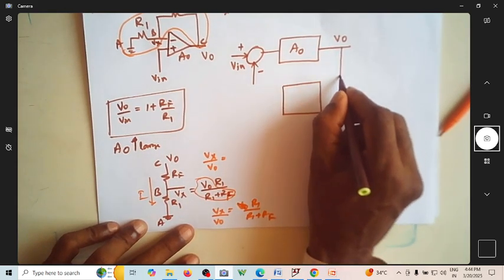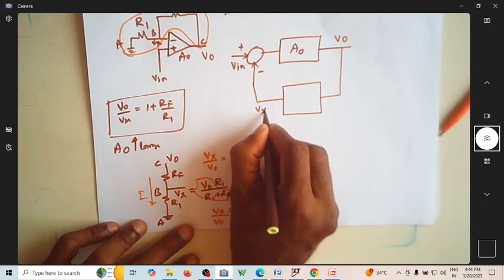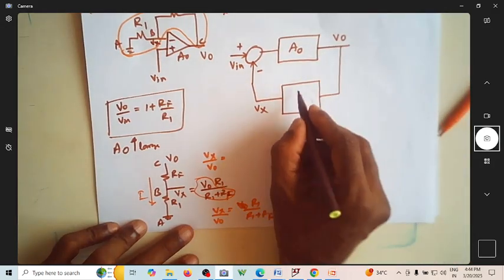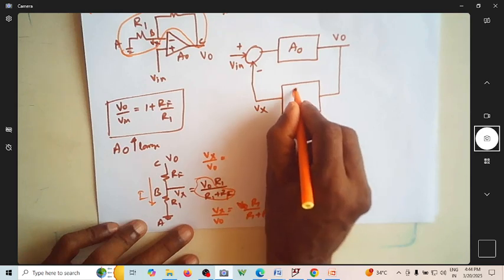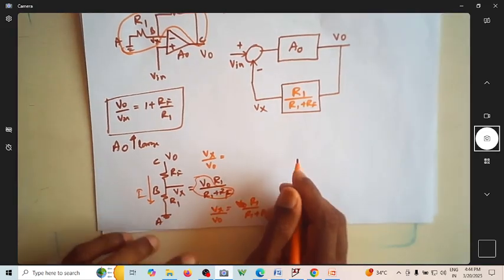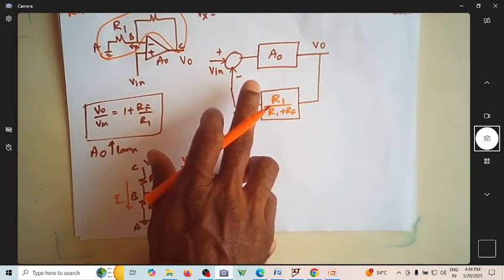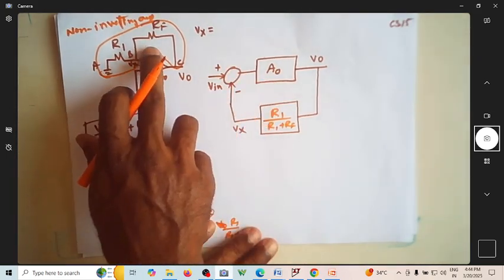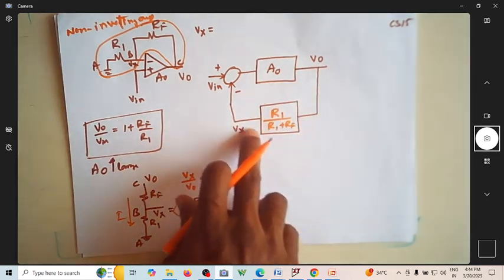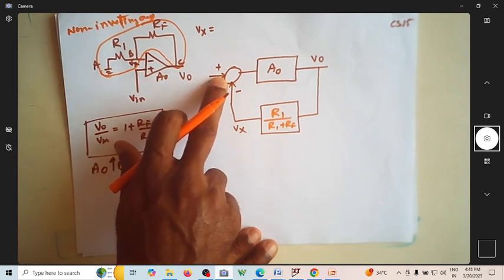The input to that feedback network is V naught. What is the output? The output is Vx. So if you want to get Vx from V naught, this has to be R1 by R1 plus Rf. Correct? This is how I can represent this by this block diagram. What is A naught? A naught is the open loop gain of this, and you have a negative feedback coming here, and you are applying the input voltage through this non-inverting terminal.